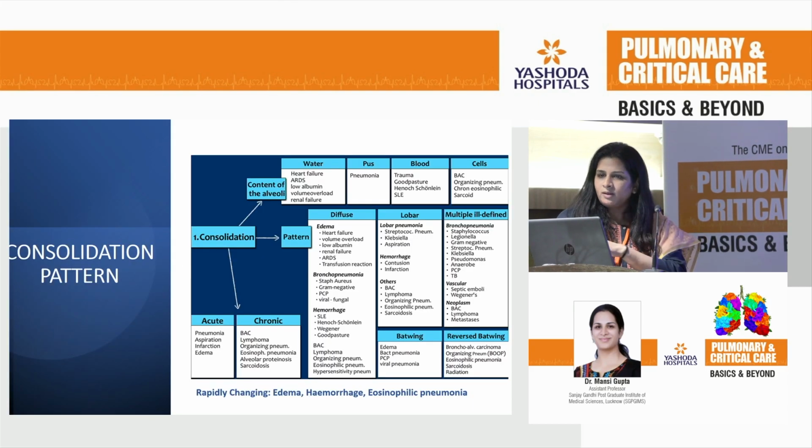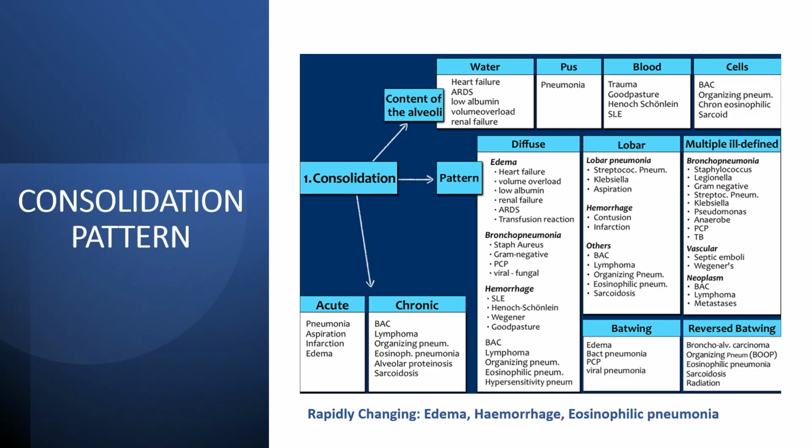So again, this table I will give to you, but the consolidation pattern, how it can help you in making a diagnosis: depending on the history of the patient, you can go for acute and chronic conditions, which fit into your patient's profile. And with the bat wing appearance, you can have edema, PCP, and viral pneumonia, and the reversed bat wing sign, when you have a peripheral picture and the hilar portions bilaterally are clear. So they are the signs of organizing pneumonia. You have seen a lot of that in COVID, actually. Reverse bat wing is also seen in eosinophilic pneumonia and radiation exposure. Then you can classify them as diffuse shadows, lobar, or multiple ill-defined things.